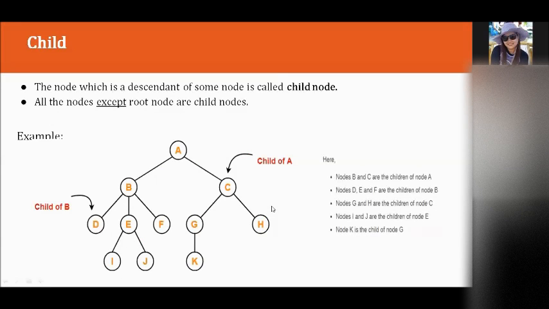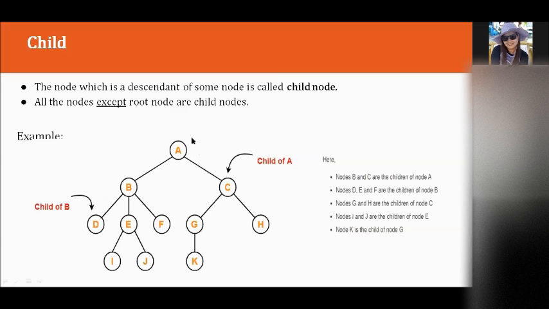So we have a child. Of course, if there is a parent, there is a child. So child: the node which is a descendant of some node is called a child node. All the nodes except the root node are child nodes. So let's have the example.